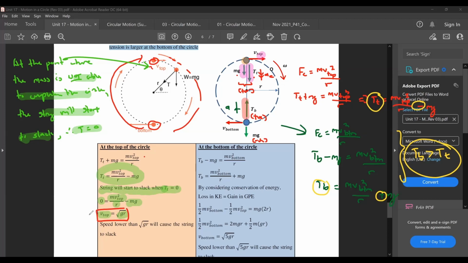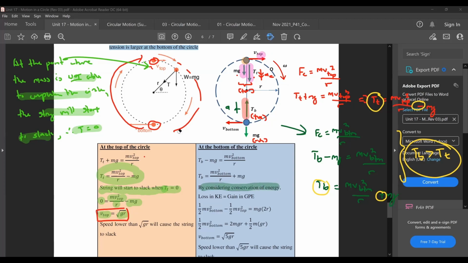But how about the minimum velocity at the bottom? Just like I mentioned to you, the velocity at the top and bottom will not be the same, right? So the velocity at the bottom will be different. So how do we find the velocity? This one you have to consider conservation of energy.